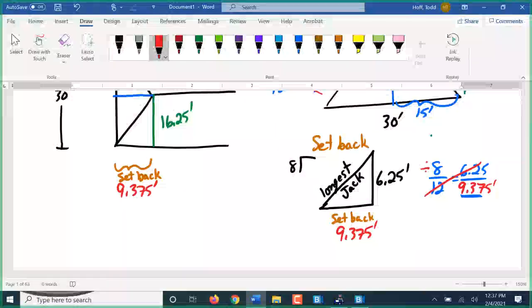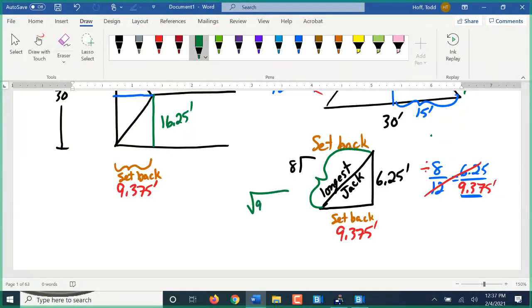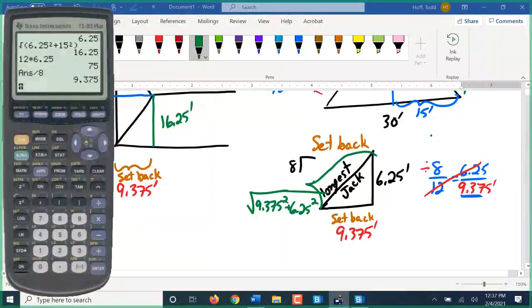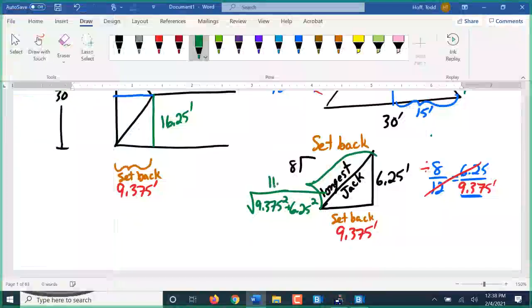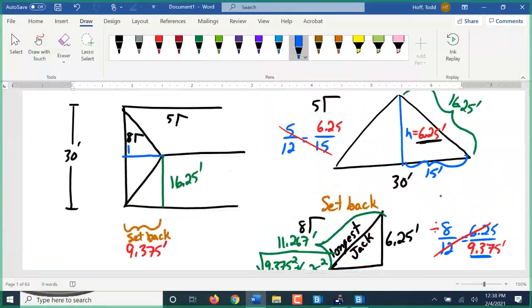So anyway, we can proceed to the next step, which is to find the length of that longest jack. Now that we have the setback, that's just going to be the square root of that setback, 9.375 squared, plus the height, 6.25 squared. Got that all crammed there, I'm sorry. So we calculate that: square root of 9.375 squared plus 6.25 squared, close to 11.267 feet. I'm going to label this here 11.267 feet.